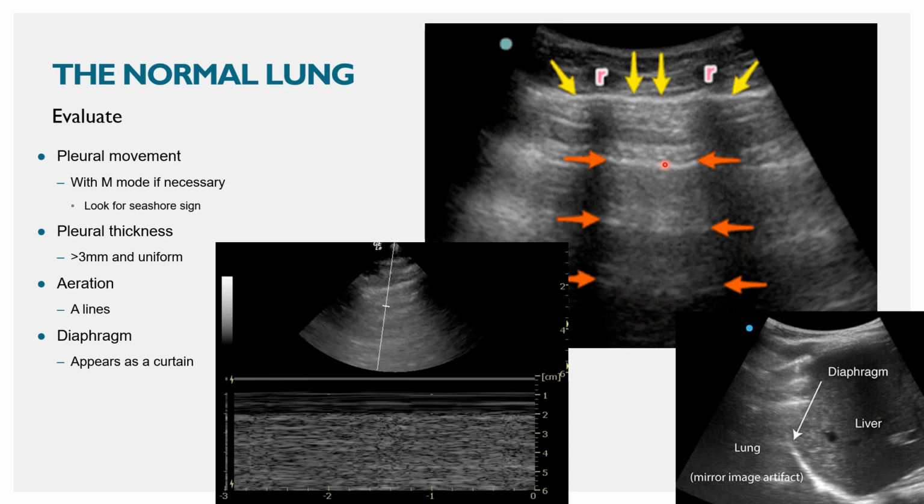As I mentioned before, aeration is going to create the A-line artifacts, so that's one of the most important things we're looking at. And then we can also use what we call the curtain sign at the diaphragmatic level to evaluate, as we see over here, the diaphragm. A fully aerated lung would create these A-line artifacts as a curtain sliding down to the diaphragm and back up, and so you would be able to identify that the lung is fully aerated even at the most inferior portions when we utilize this curtain artifact.